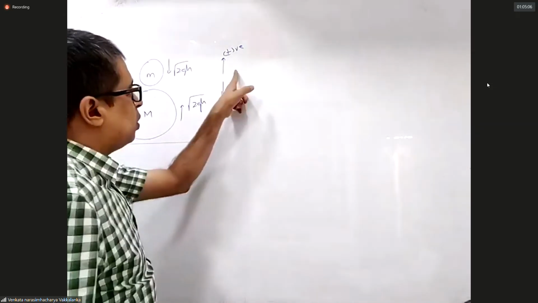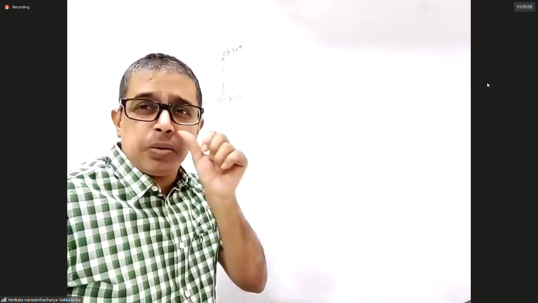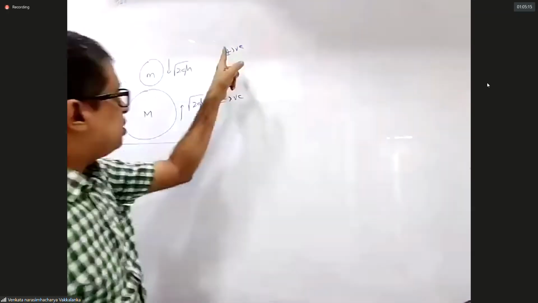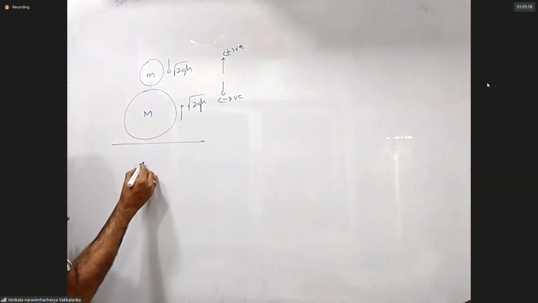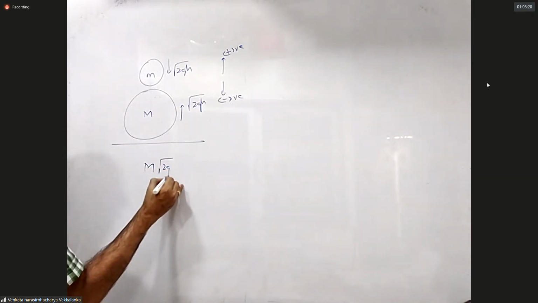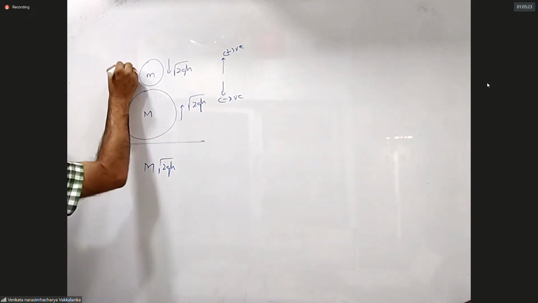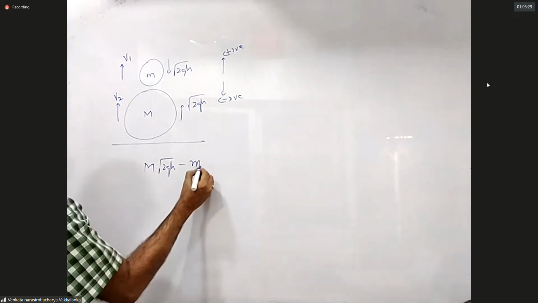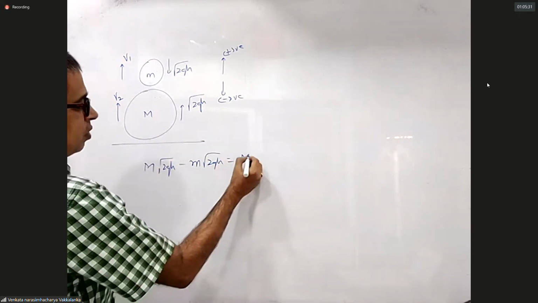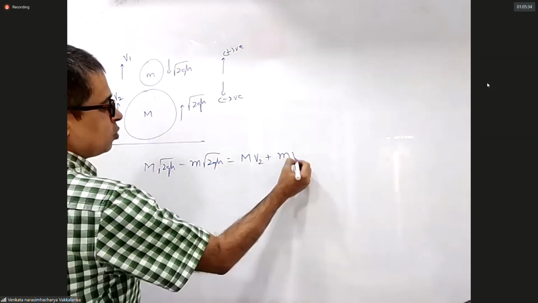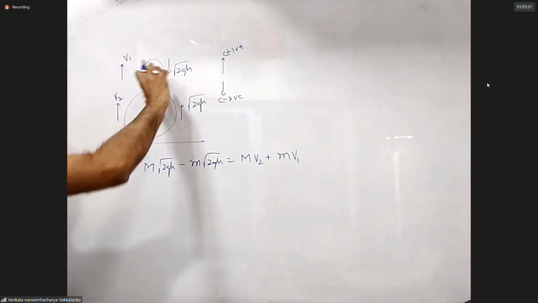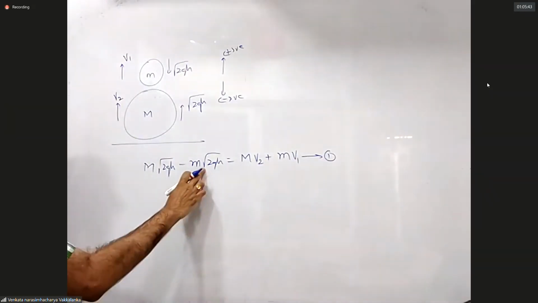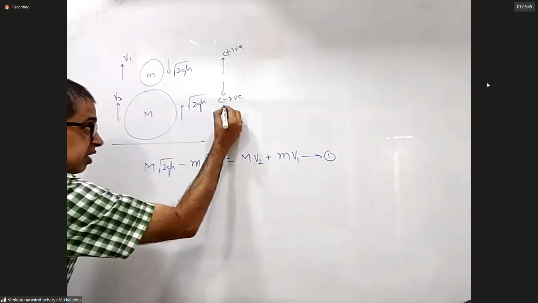Always when you are solving these problems, the only mistake you will tend to commit in 99% of the cases is positive and negatives. So please write clearly this way. Initial momentum, capital M into under root 2gh. Final momentum, I will take this as V1 and this as V2. Minus small m into under root 2gh is equal to capital M into V2 plus small m into V1. Conservation of linear momentum between the two. This is my first equation. This is minus because it is in the downward direction. I have taken downward direction as negative.